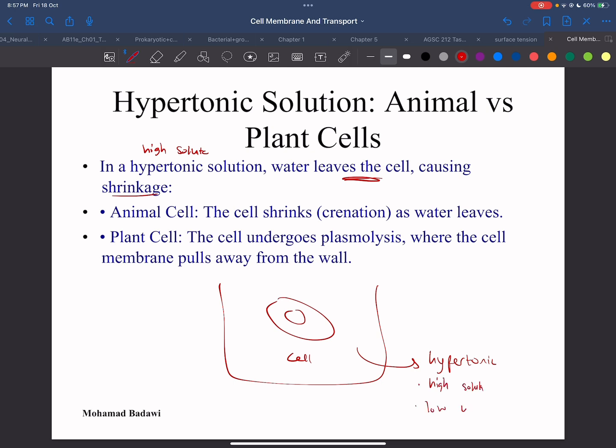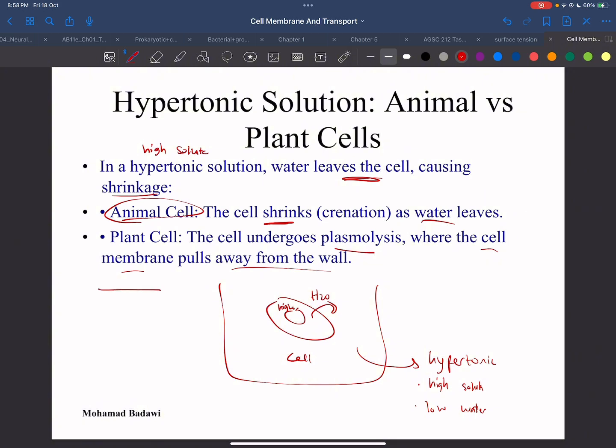low water. We said osmosis goes from high water potential to lower water potential. So now I have a higher water potential inside the cell, so water will leave the cell. When excess water leaves, the cell is going to shrink as water leaves, okay, in an animal cell. And also in a plant cell, we say it undergoes plasmolysis, okay, where the cell membrane pulls away from the cell wall because it becomes really dehydrated.